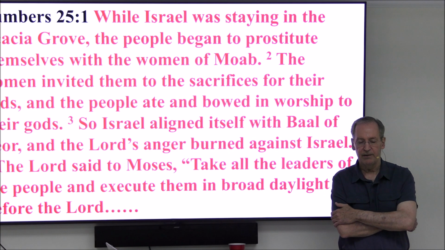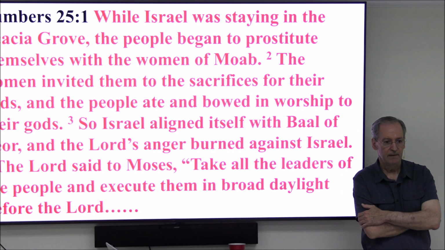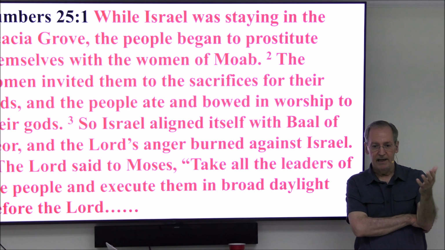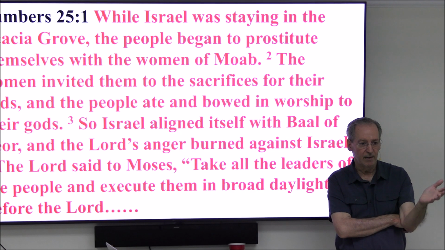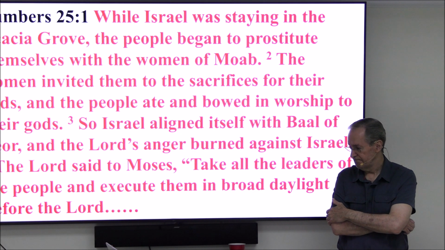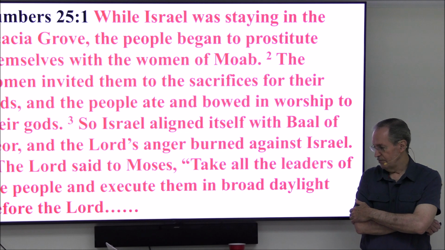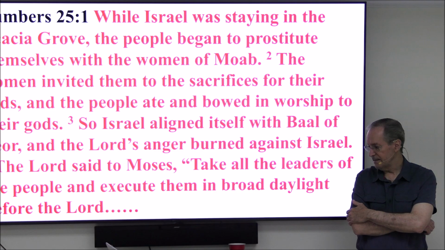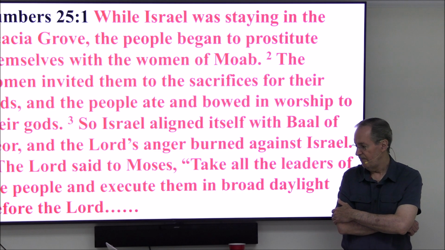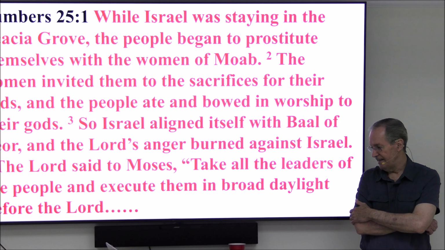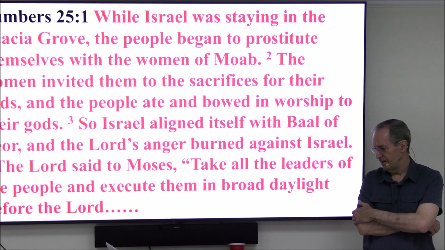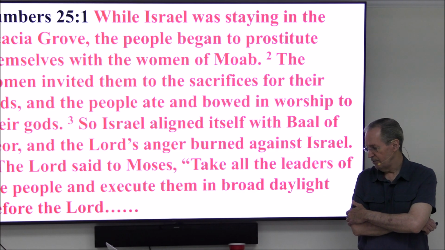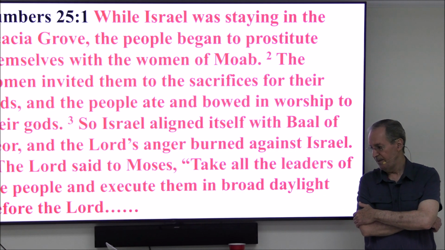What's one of the things he told them not to do? What else did he tell them not to do? He told them not to intermingle with the people around there because they would lead them in the wrong direction. While Israel was staying in the acacia grove, the people began to prostitute themselves with the women of Moab. The women invited them to the sacrifices for their gods, and the people ate and bowed in worship to their gods. So Israel aligned itself with Baal of Peor.